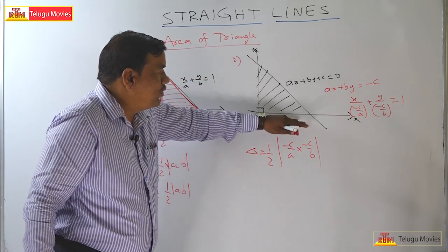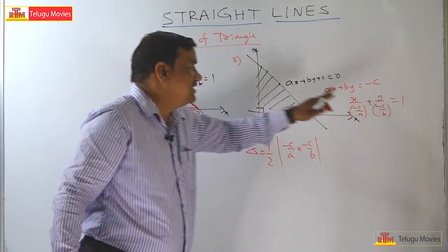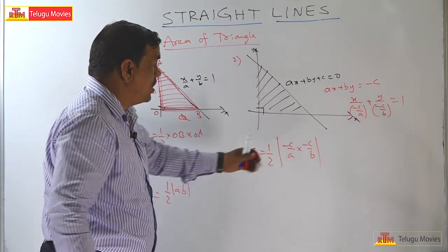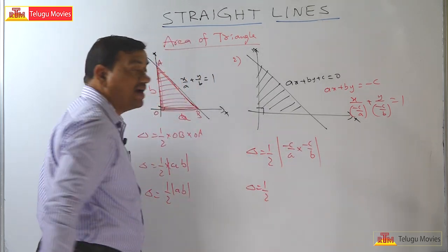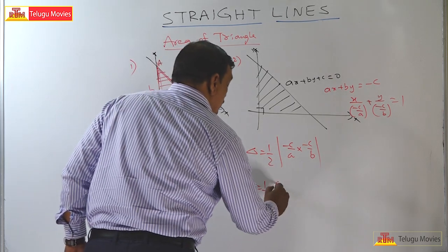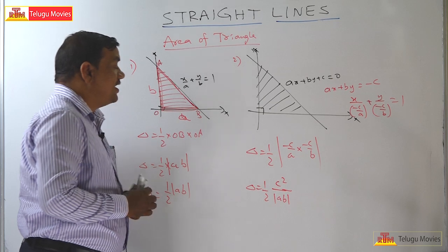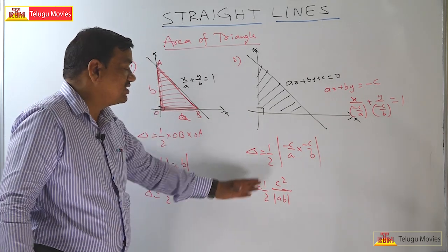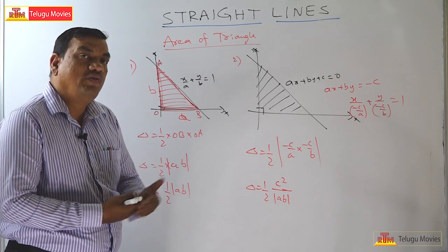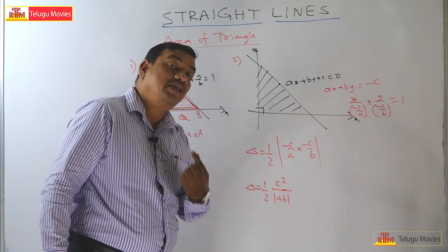That is half into base into height. Here base is the x intercept, height is the y intercept. Now, what will be the area? So, delta is equal to half into minus c plus, so that is equal to c square by modulus of AB. Here for the c there is no need of any modulus. Why? Because we are already squaring, so we will always get a positive value. So, I am putting the modulus only for a into b.